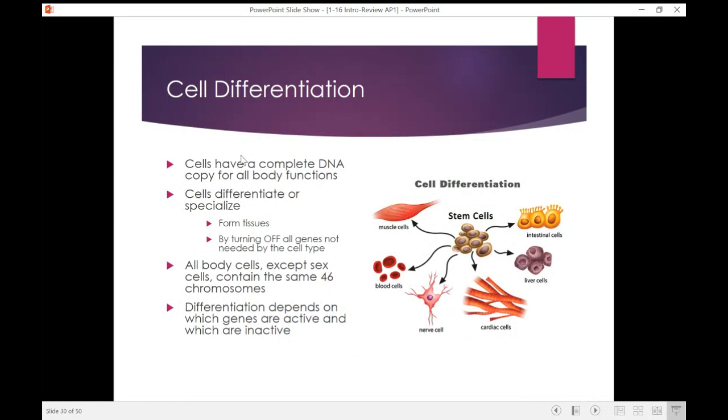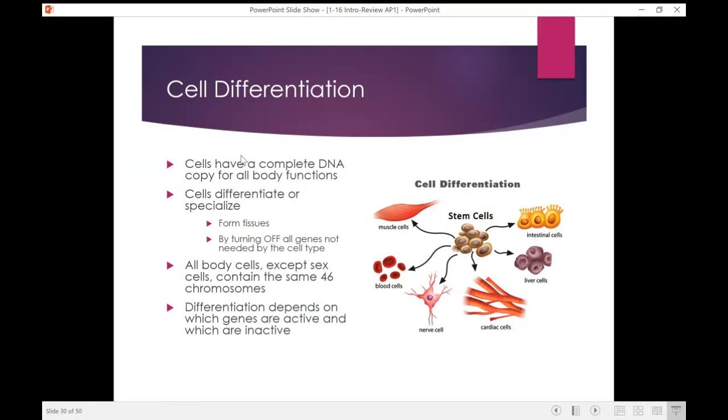So cell differentiation, what is it? So cells have a complete DNA copy for all of our body functions. Every one of your cells has the exact same copy of DNA in it. But what happens is that we have to turn off the genes that we don't need by those cell types. And so they differentiate and specialize by turning off those genes. This is how we form tissues.